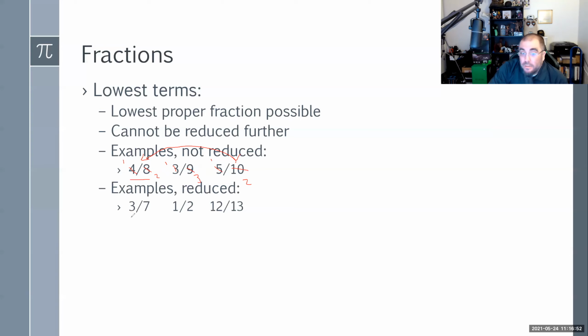If it's reduced, you can't go any lower, right? You can't really put 3 into 7 at all. You can't put 1 into 2 at all. 12 over 13, you can't do anything. 13 is my favorite number because it makes everyone else superstitious, right? So reduced fraction just means you can't lower it any further.